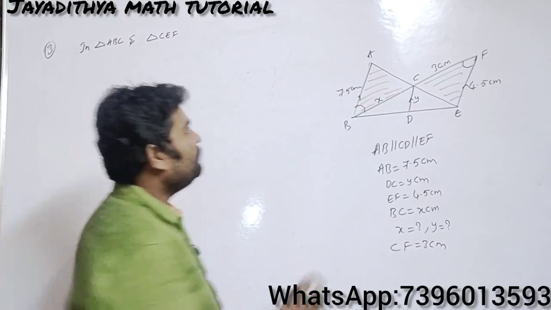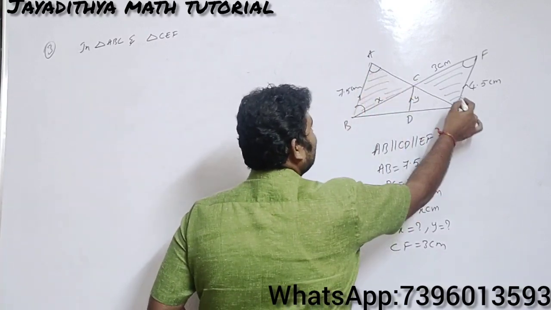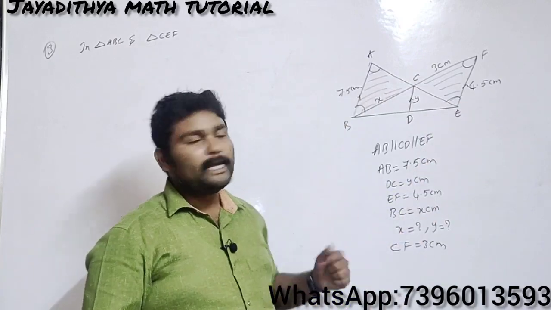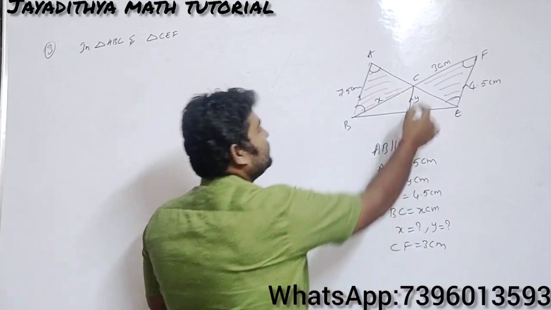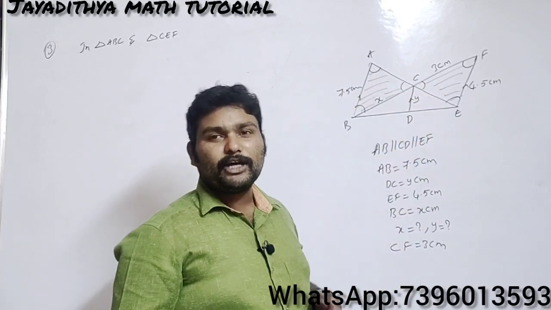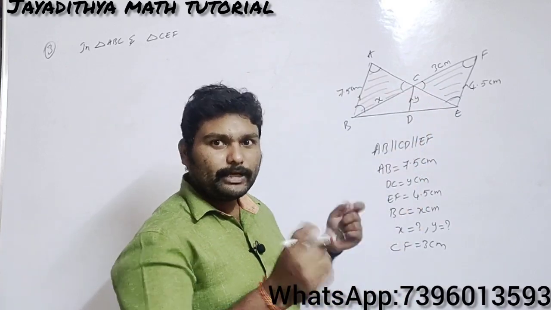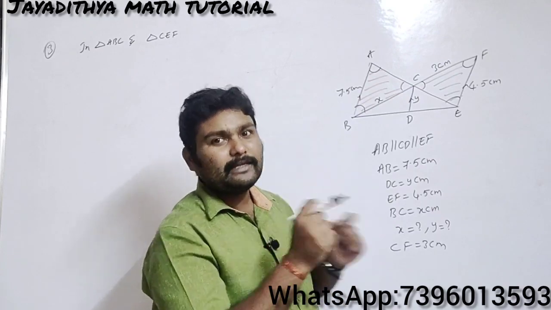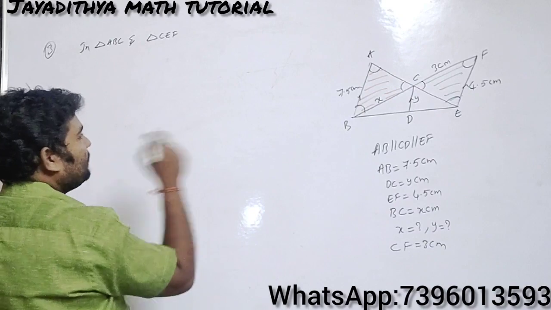Also you can see, if you observe angle A and angle E, these 2 angles are also alternate interior angles. Both of them will be equal here. Or else you can take these 2 angles. These 2 angles will be equal. Why? Because both are vertically opposite angles. Here my intention is to show that the 2 triangles are similar, so for that reason I am taking this one.